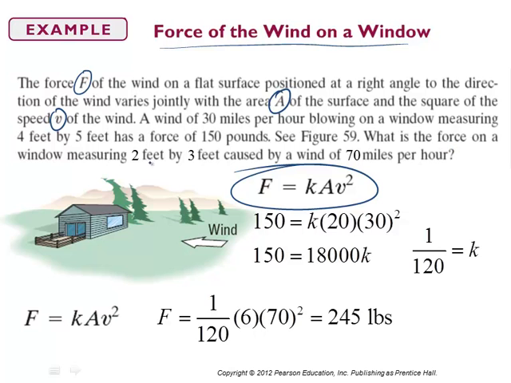what is the force on a window measuring 2 feet by 3 feet? Well, that means area 6 square feet, and 70 miles per hour is the speed, so you have 70 squared. So you got 1 over 120 times 6 times 70 squared. That works out to be 245 pounds. So now you saw some examples of joint variation, direct variation, inverse variation.